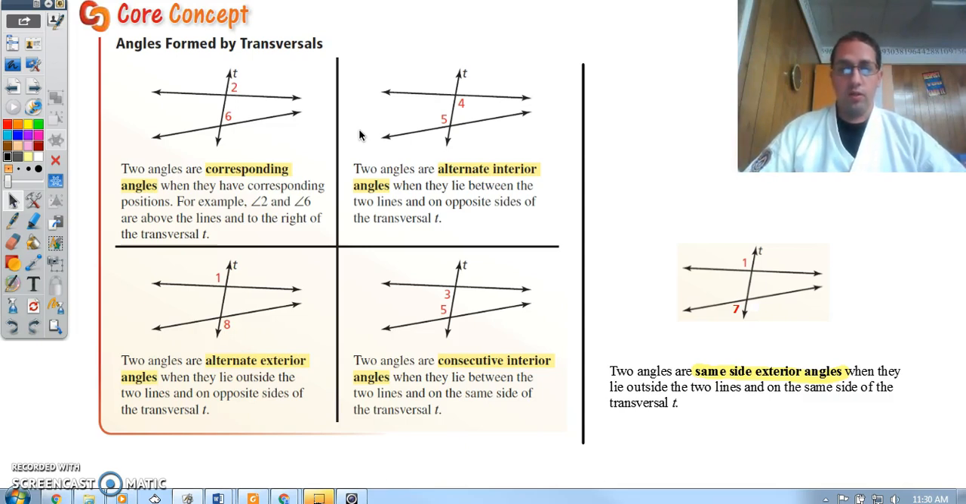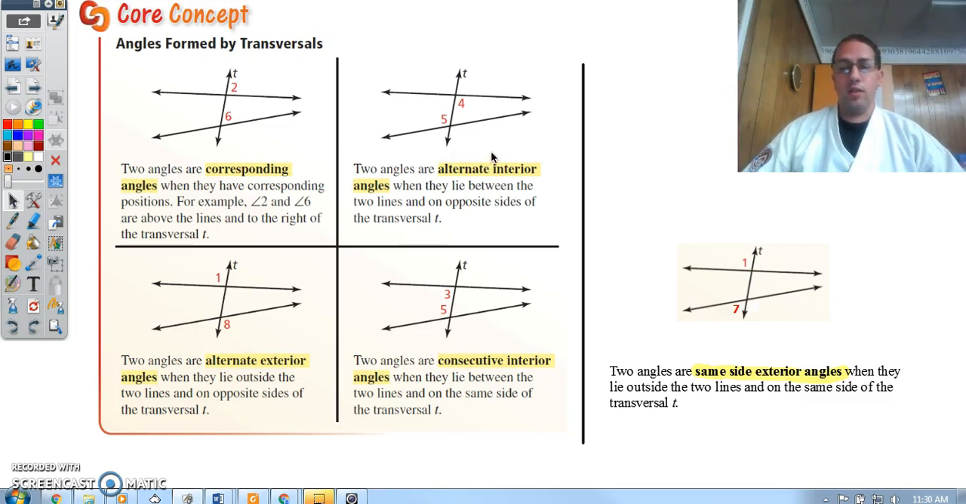So first we have corresponding angles. Corresponding angles are in the same position for their intersection. So for example, 2 and 6 are both in the top right. So they are corresponding because they're both in the same position.